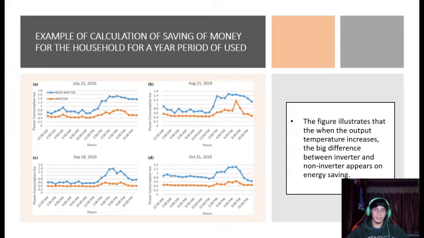The four graphs are for different times. A is July, B is August, C is September and D is October. The blue one is the non-inverter aircon and the yellow one is the inverter aircon. So we can see the difference in power consumption readings between inverter and non-inverter aircon.